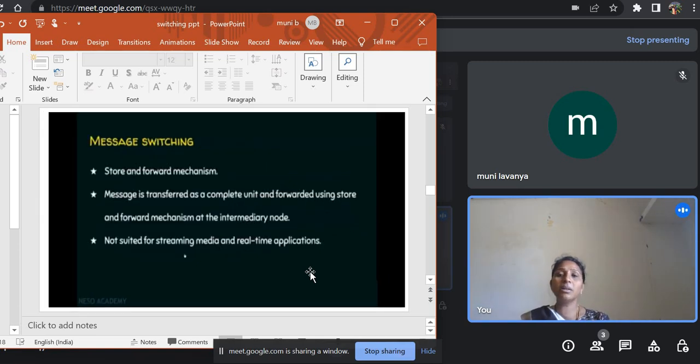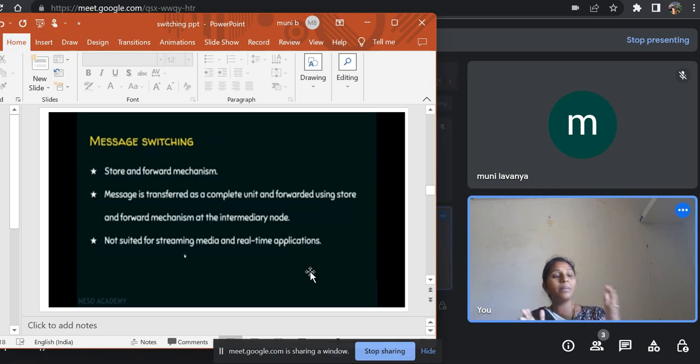Another switching technique is message switching. It is another implementation of the switching technique. It follows the methodology that is the store and forward mechanism. What is the store and forward mechanism? In this message switching technique, it takes all the data as one unit. It takes the whole message as one unit and transmits it whenever it wants to transmit the data.